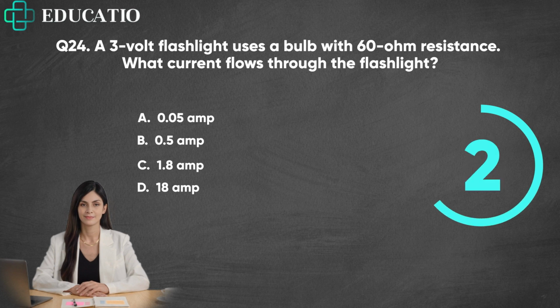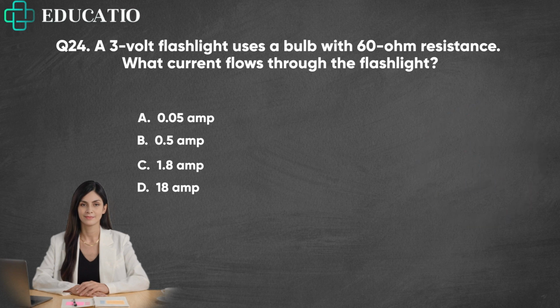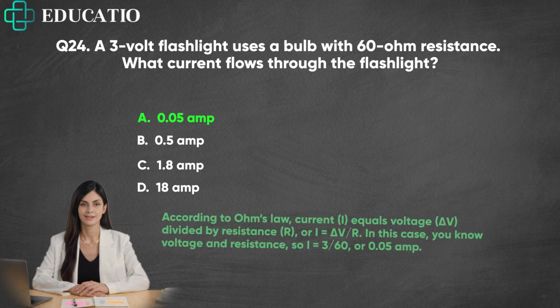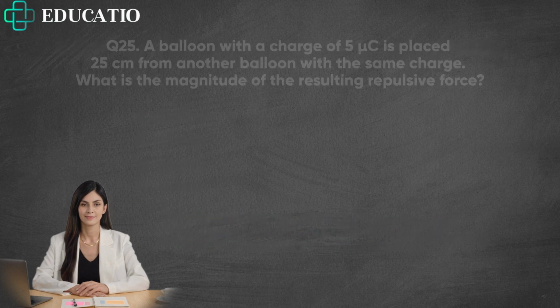Answer. A. Explanation. According to Ohm's law, current, I equals voltage, delta V, divided by resistance, R, or I equals delta V over R. In this case, you know voltage and resistance, so I equals 3/60ths, or 0.05 amp.